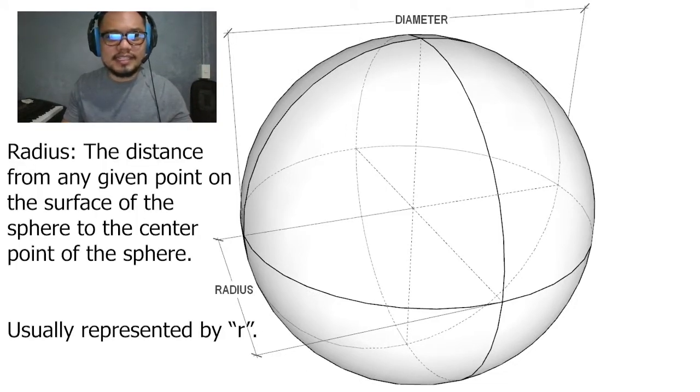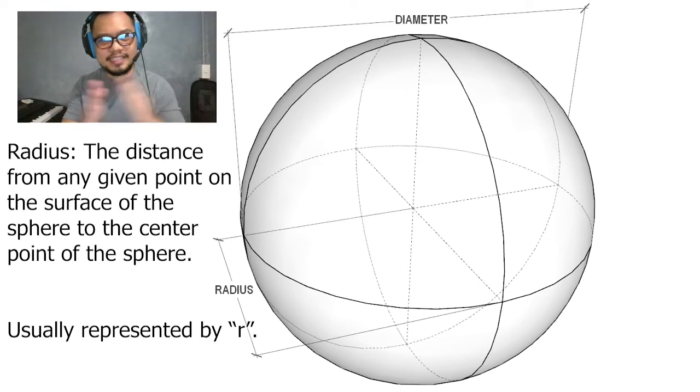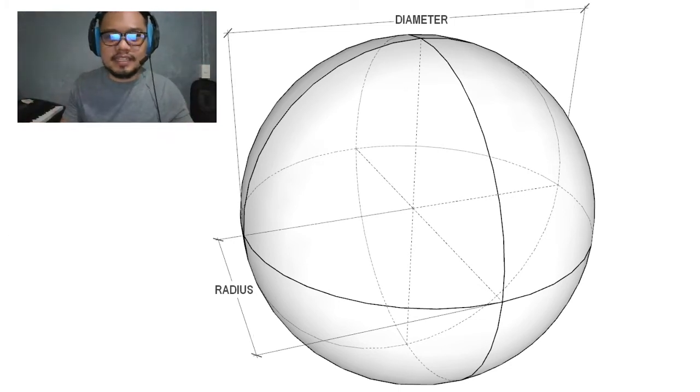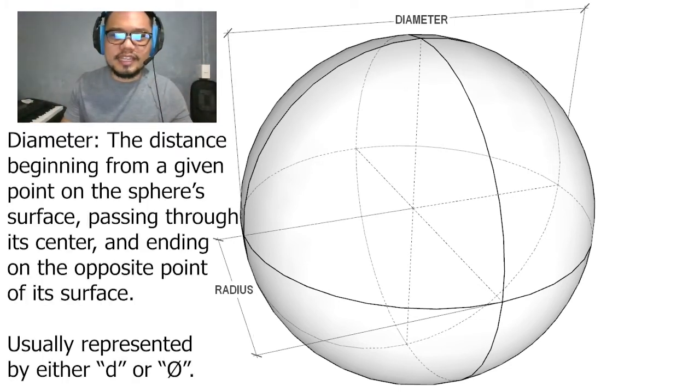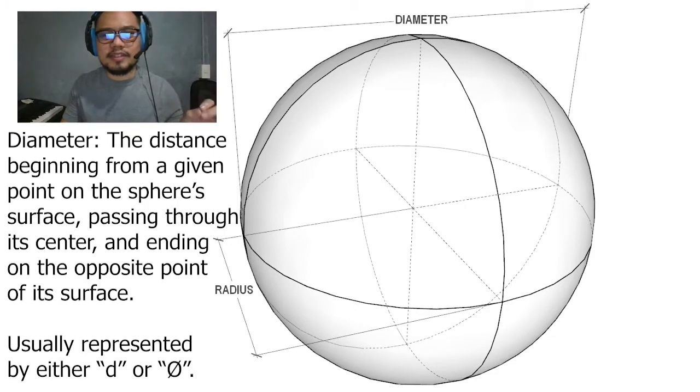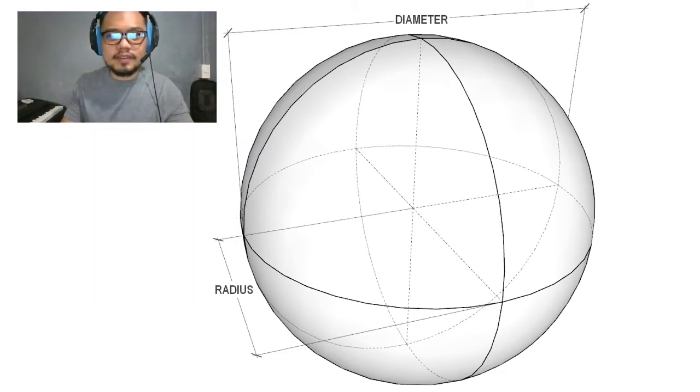The radius is the length from the center of the sphere to a point on the shell of the sphere. So any point on the shell of the sphere, that distance is the radius. The diameter, on the other hand, is the full length of a line beginning from a point on the outer shell, going through the center of the sphere, and ending on a point opposite of the outer shell of the same sphere. So that's that full distance right there.